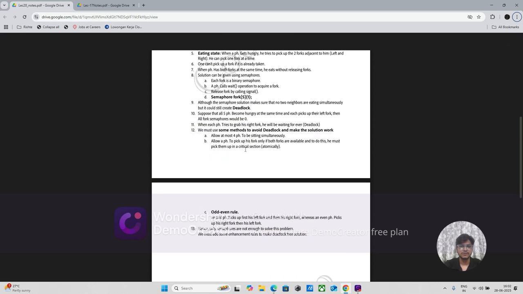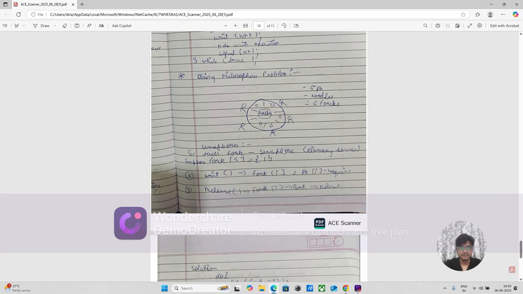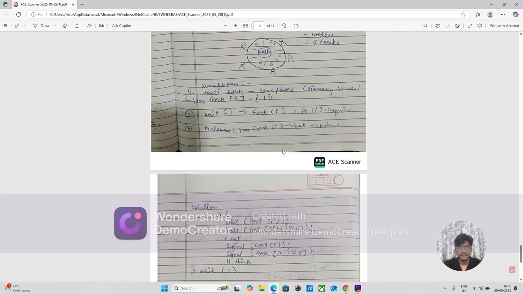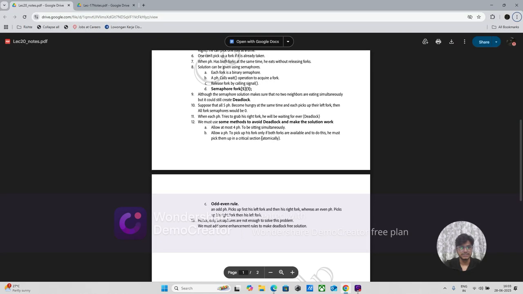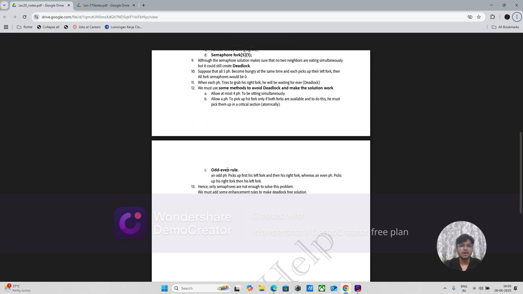Second, we can avoid deadlock by allowing a philosopher to pick up his forks only if both forks are available, and he must pick them up in a critical section. We can create a critical section here using semaphores with that condition. And third, we can use the odd-even rule.